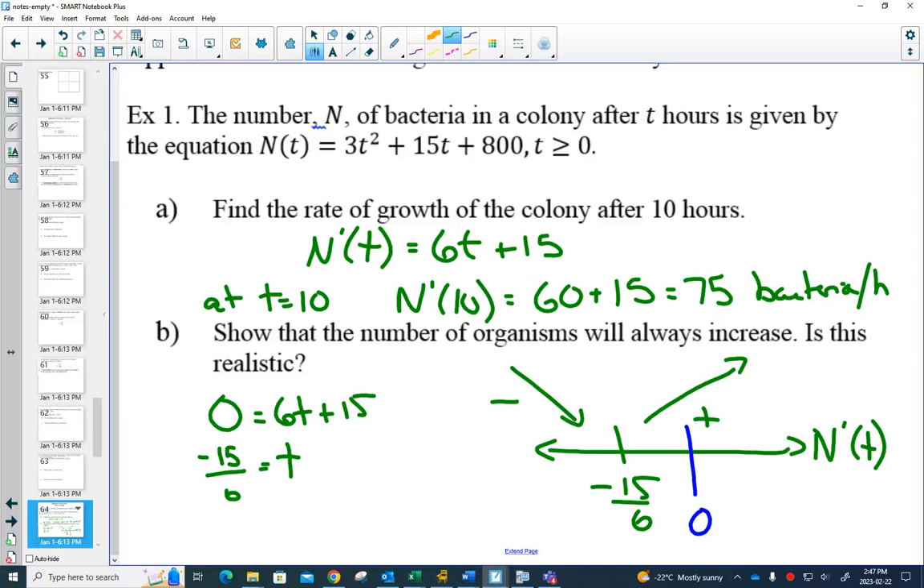Is that realistic? Can you have something that, like bacteria, can bacteria always increase? Or eventually they'll probably run out of food, run out of space. We have all of these things that this model might work for a while, and then it's going to fall apart because the bacteria is going to run out of food or the bacteria is going to run out of space. So is it realistic? Probably not.